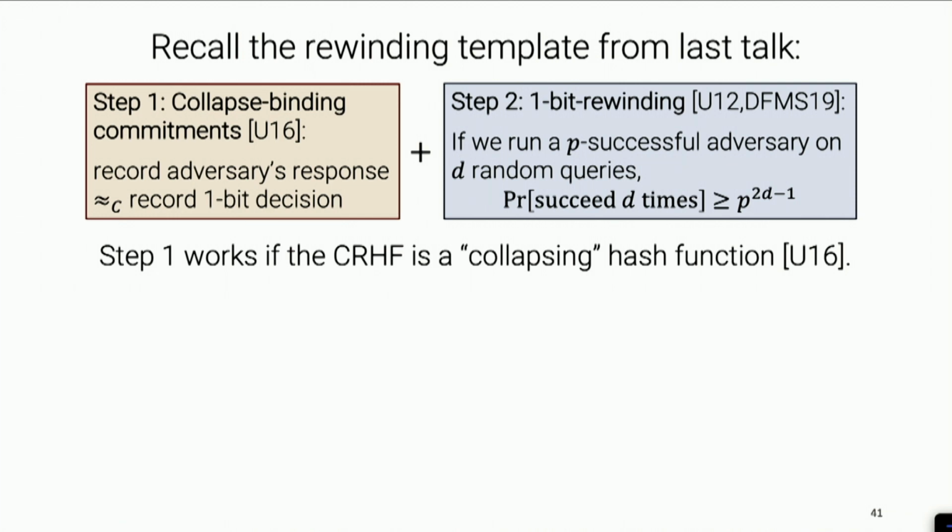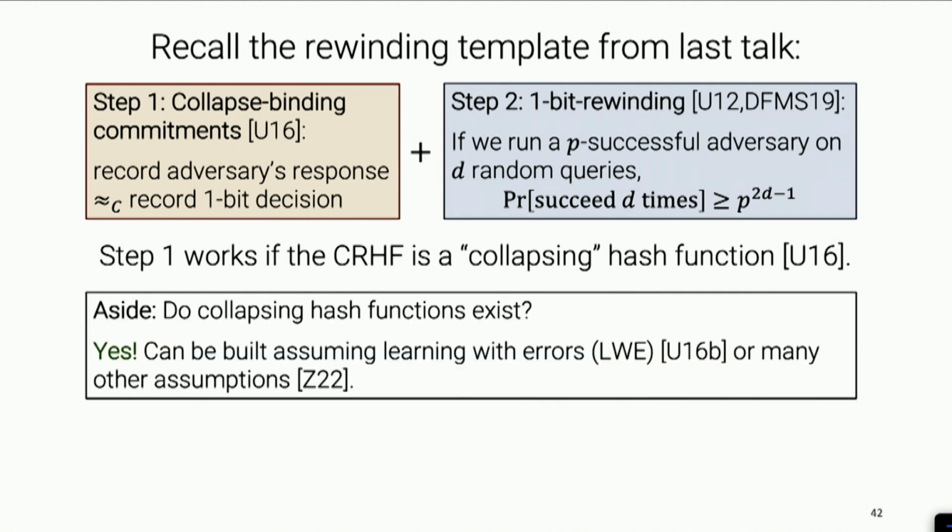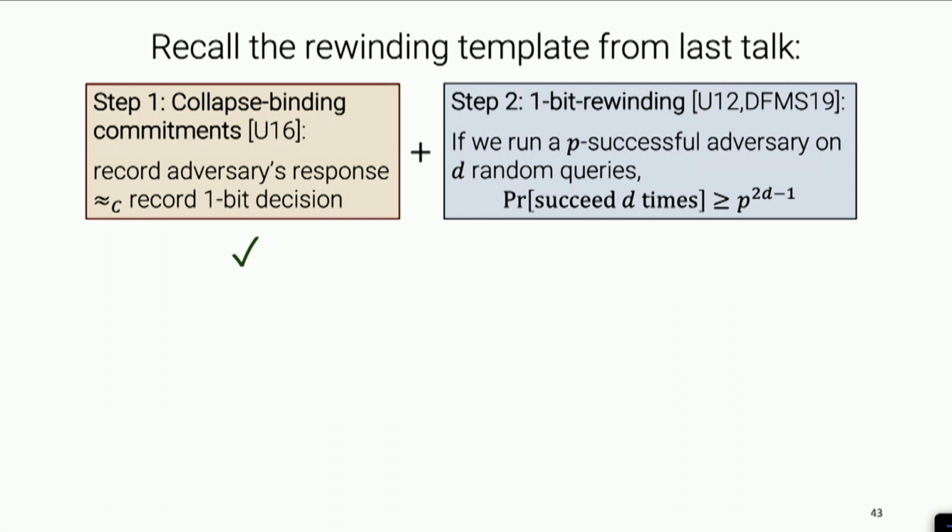Technically, we didn't see any collapse binding commitments anywhere, but there is essentially an analog of that for hash functions. As long as the CRHF in Killian's protocol satisfies this notion of collapsing, which is just a security property that says that recording the adversary's response will be indistinguishable from recording this one-bit decision, step 1 just works if you plug in the right notion of a CRHF, and it's not hard to construct this object. Collapsing hash functions exist from a wide variety of assumptions, including learning with errors. Okay, so we're not worried about that step.